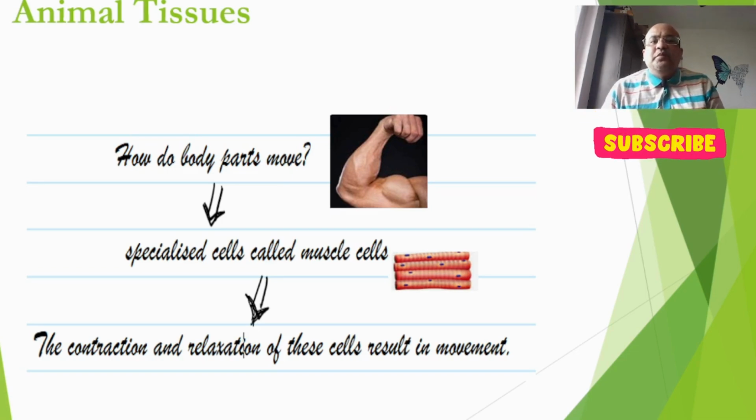We see body movements in a body. We move things from one place to another. How do these things move? What is responsible for that? There are specialized cells called muscle cells, which are responsible for body movements. The movement is done by contraction and relaxation of these cells, which results in the movements.